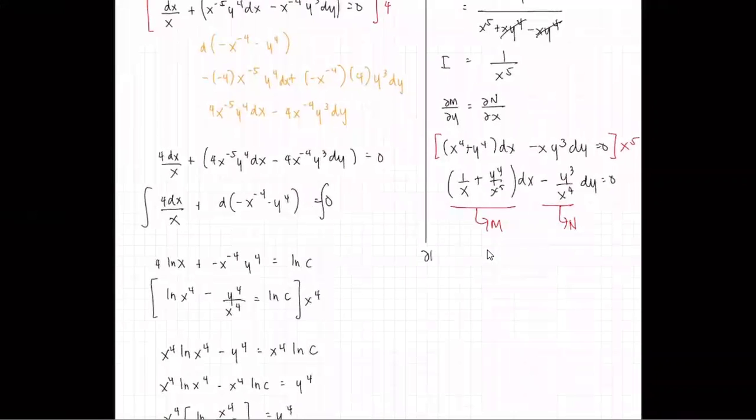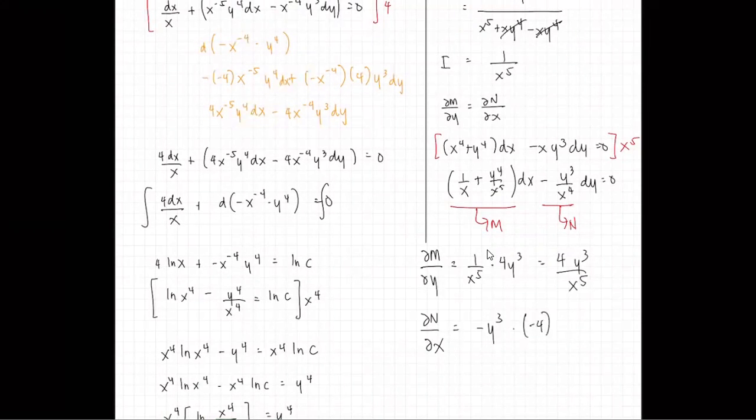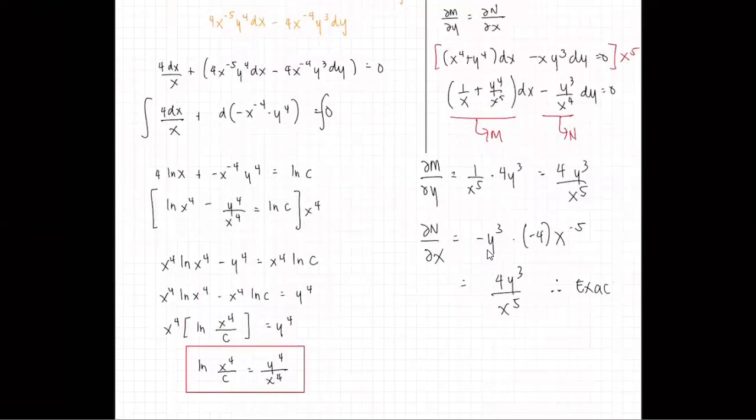Okay? So let's perform the partial of m with respect to y, which is 1 over x to the fifth times 4y cubed, or 4y cubed over x to the fifth. Then the partial of n with respect to x, so y cubed is treated as a constant. So we have negative y cubed times negative 4, then x to the negative 5. Okay, simplify. We have 4y cubed over x to the fifth. So therefore, they are exact.